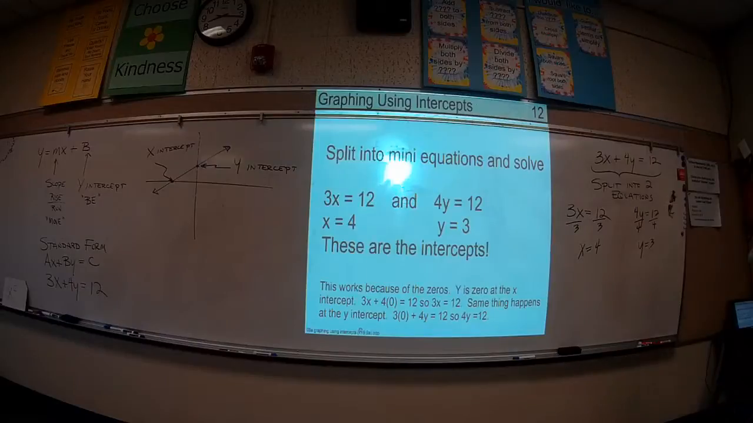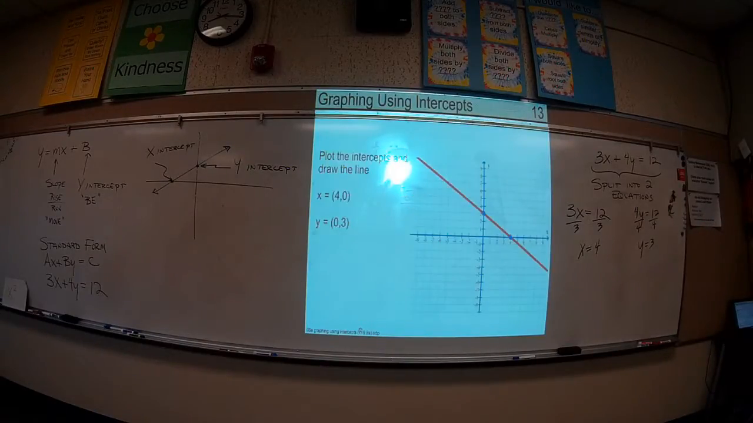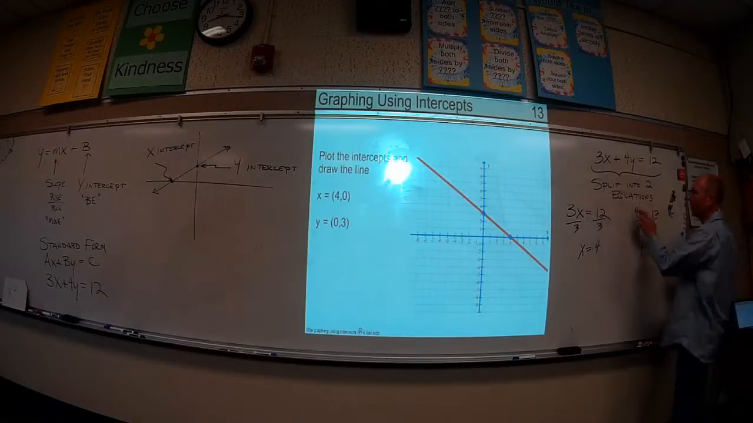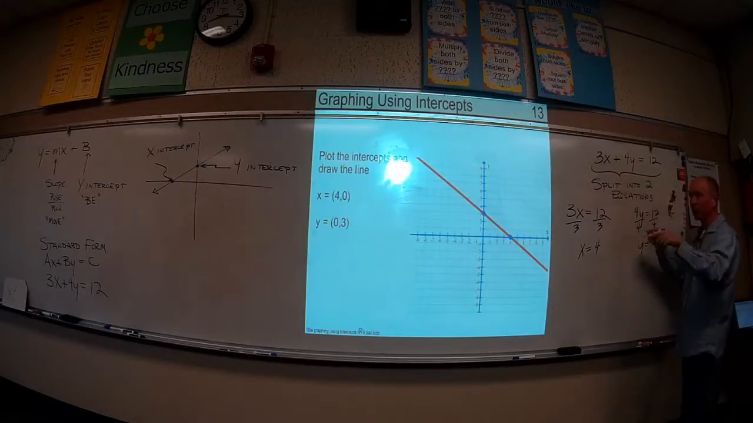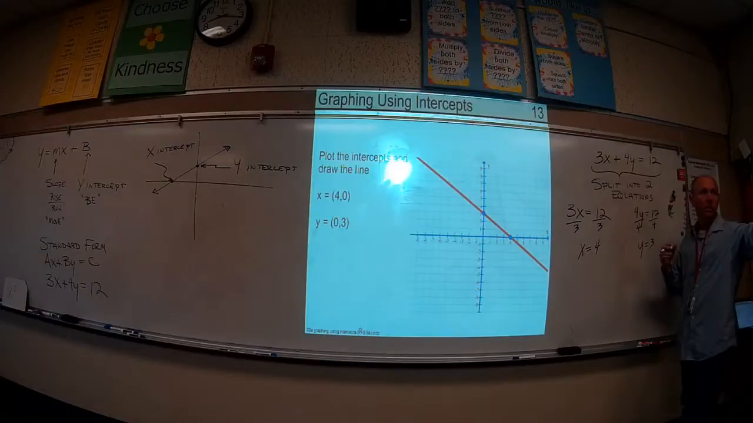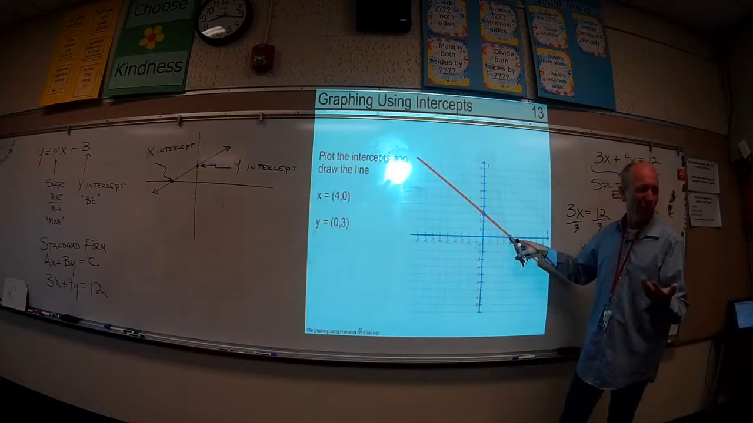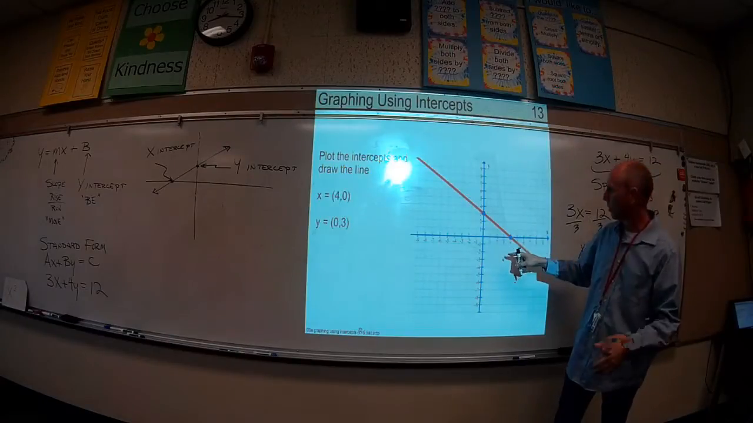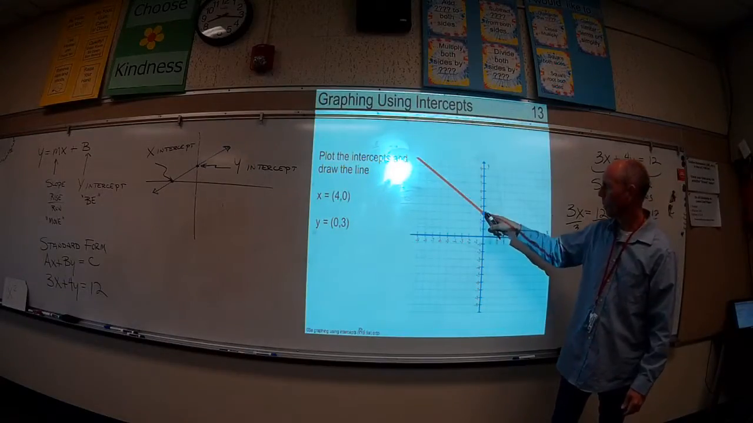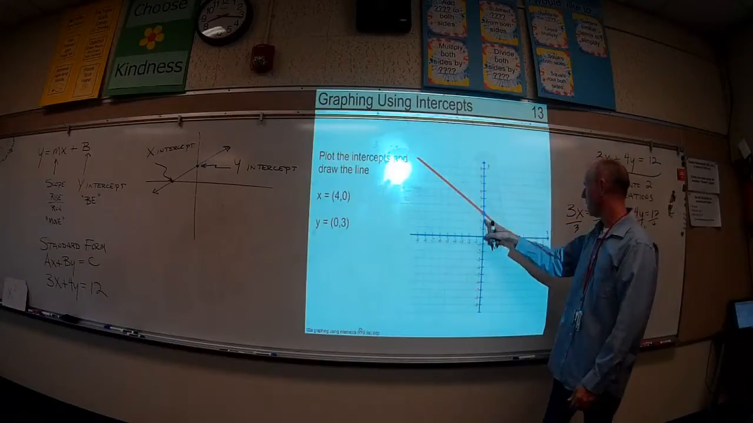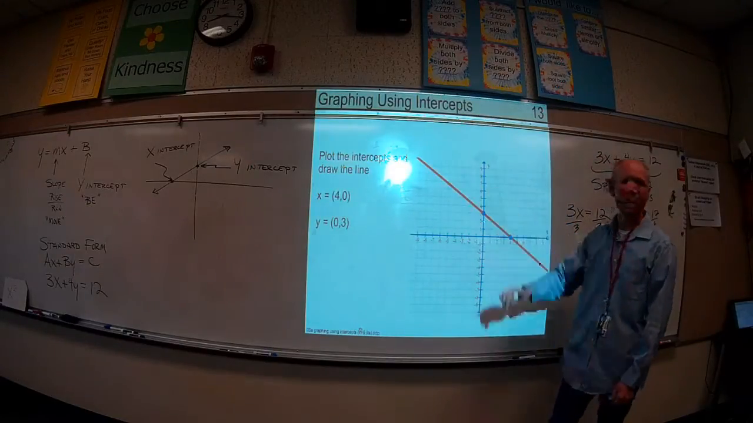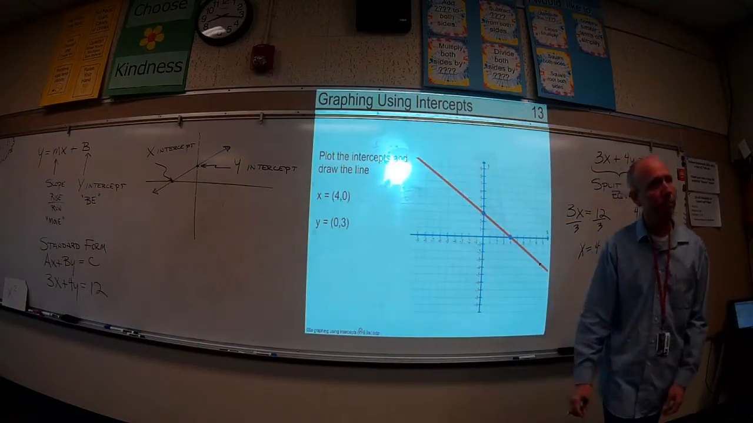I split it, I solve it, I have my intercepts, and I plot it. There it is. Split it into two small equations, an x equation, a y equation, solve it, plot your intercepts, you're done. Yes, so you only need those two. That's it. Now you could plot some extra points: over 4, up 3, over 4, up 3, down 4. You could plot some extra points and make it a better line if you wanted to. Cool.